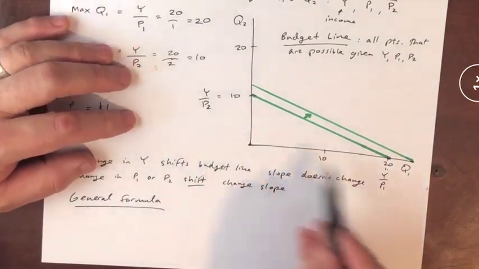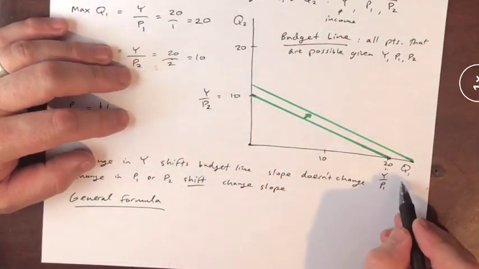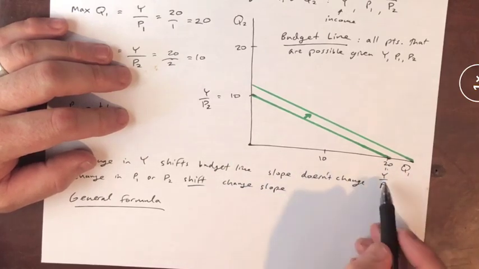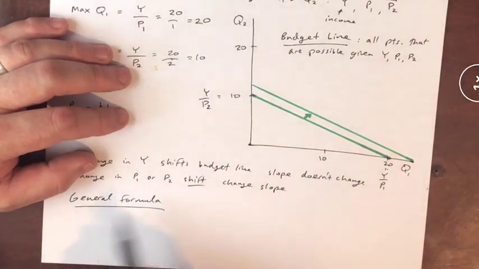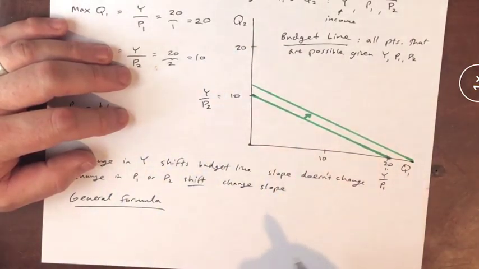And that is just due to its structure. Okay, so remember, we're using Q1 as our X variable, the horizontal axis. We're using Q2 as our Y variable. All right, so we want to put this into an equation for a line.